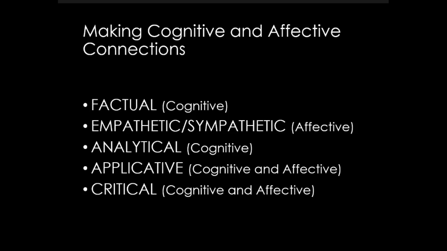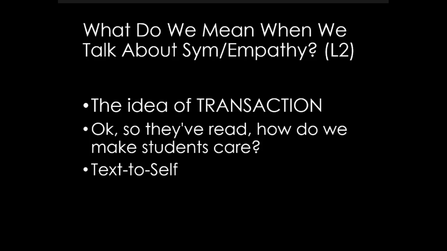So level one is a cognitive activity. Level one is ensuring that they can read the words and that they understand what the words mean at the most basic level. Now we want them to begin to feel a little bit about what they're reading. We want them to begin to connect with their heart, not just their head. So the question I always ask is, what do we mean when we talk about sympathy or empathy?